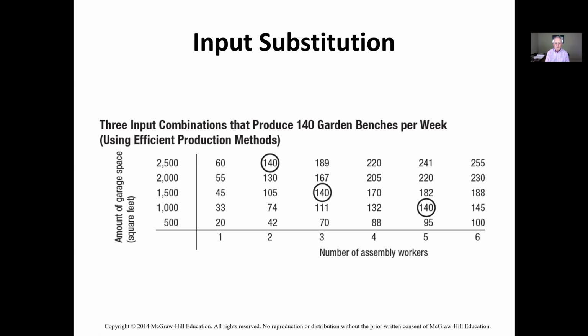And we could also substitute 2 additional units of labor for 500 square feet of garage space. So we could also produce 140 benches using 5 workers and 1,000 square feet of garage space. Now, this is what we've done before, largely speaking, when we spoke in terms of utility. In this context, now we're speaking in terms of output or production.